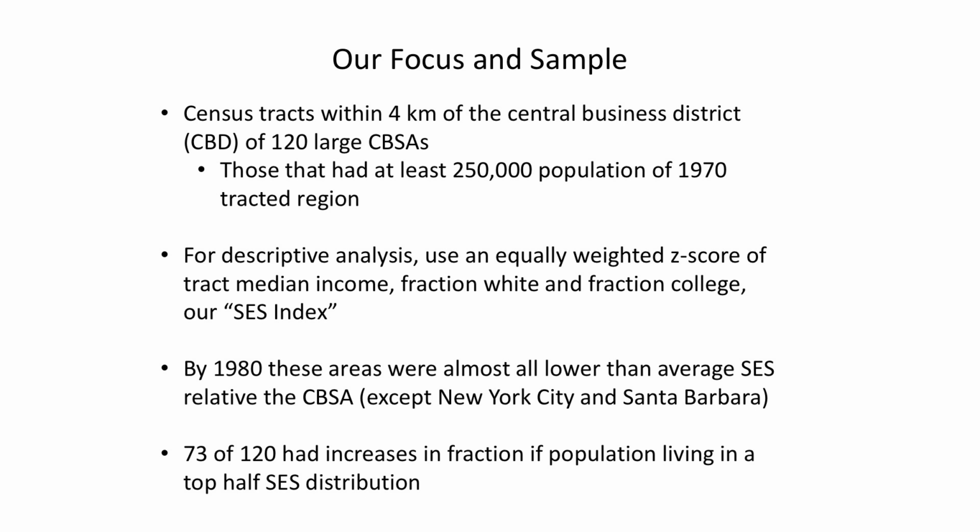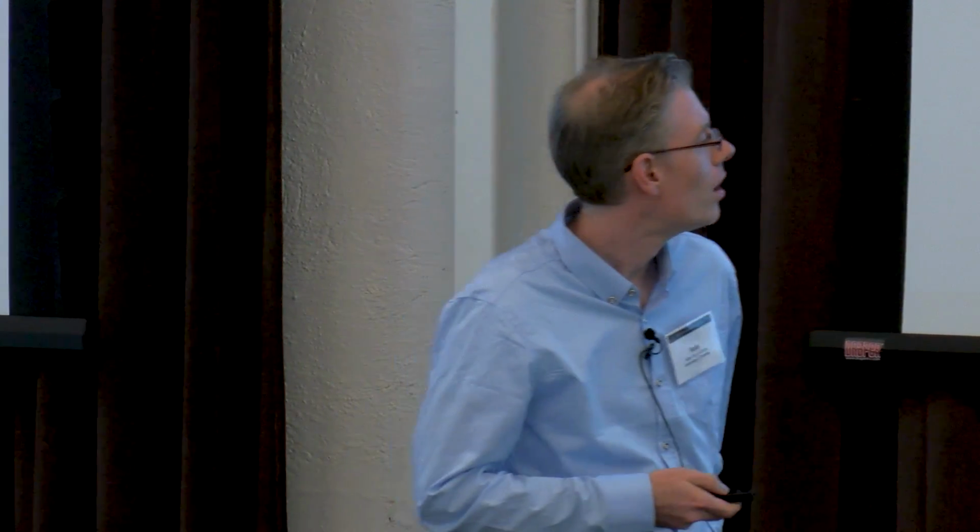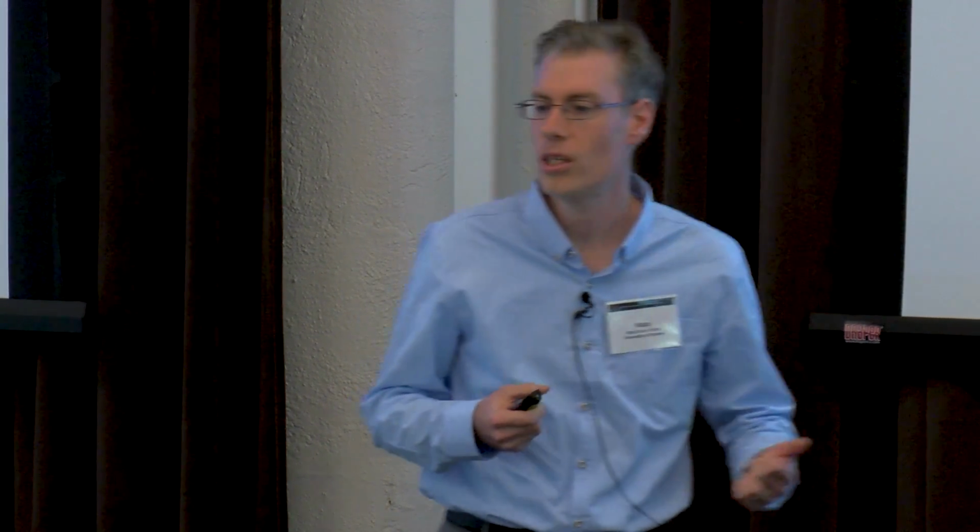Okay, so we're going to be looking at the 120 largest CBSAs, metro areas in the US, and we're going to focus on census tracts within 4 kilometers of CBDs. Our model, for example, will accommodate the potential to choose to live in any census tract in this sample area. We're going to have some statistics that I show you that use just an equally weighted z-score of fraction white, median income, and fraction college, just to summarize demographic change in downtown neighborhoods.